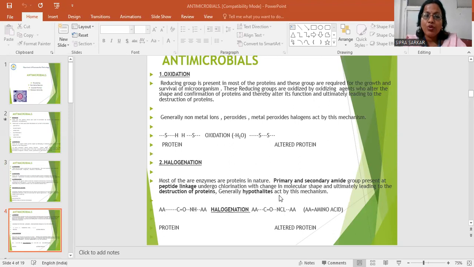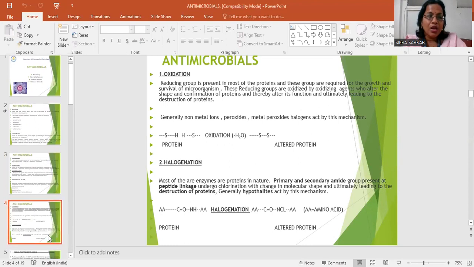And generally, hypochlorites act by this mechanism. Okay. So you can see CONCl. The NH group is changed to CONCl. As a result, an altered protein is formed and the structure of the bacteria is broken down and they are killed. So this is one of the important procedures. So these are the mechanisms. Next, coming to another procedure.